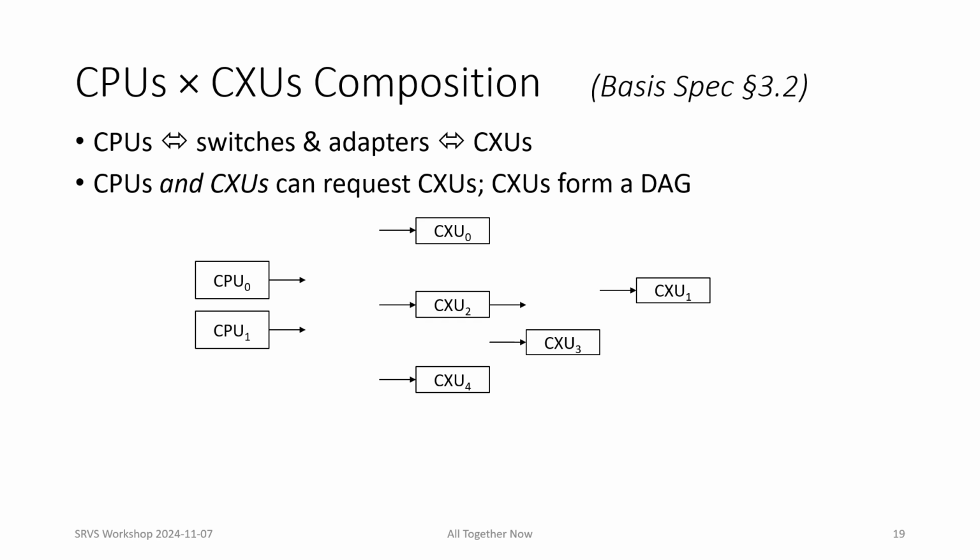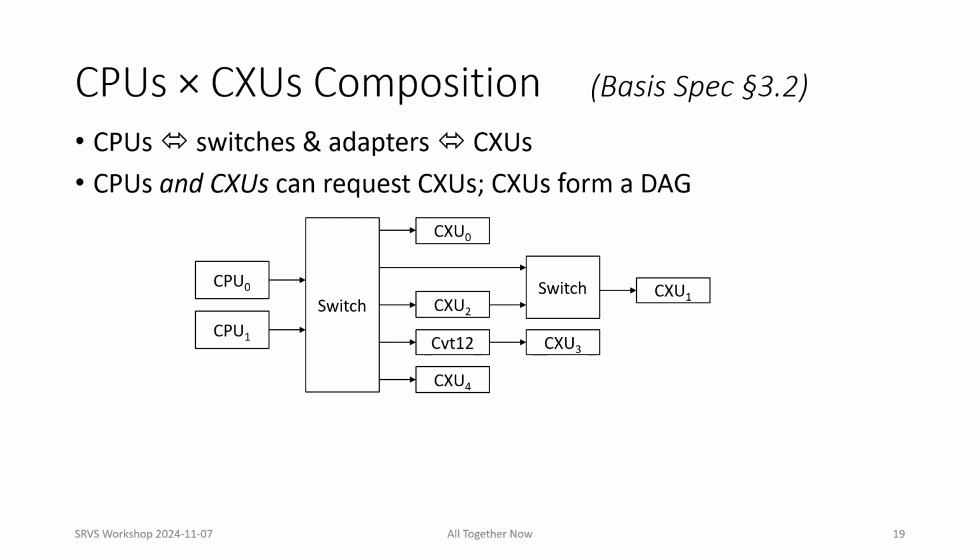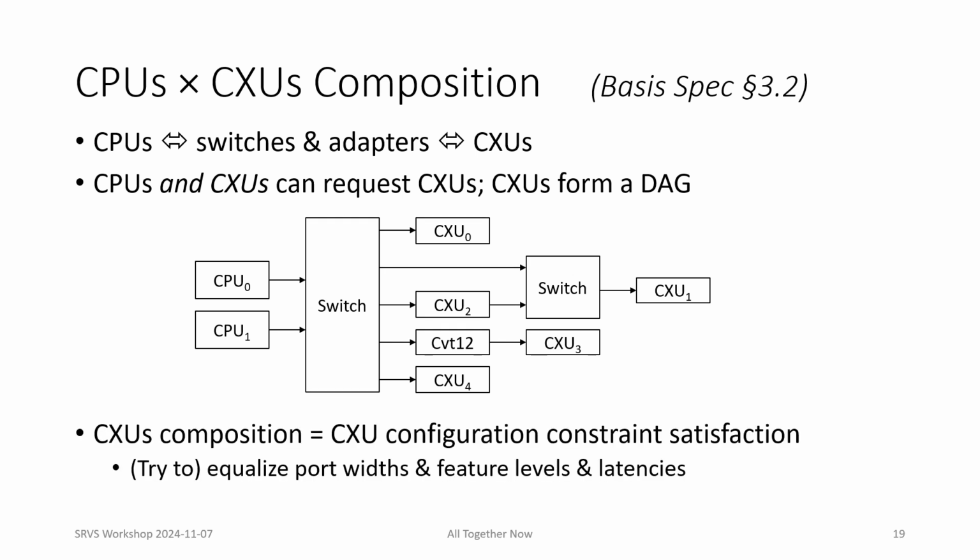Therefore, the first step of composition is to insert an adapter to raise CXU3 from feature level 1 up to feature level 2. And now all that remains is to insert some switch CXUs. The first routes requests from the CPUs to all the CXUs, and the second routes requests from the CPUs or CXU2 into CXU1. So, composition of CXUs is a configuration constraint satisfaction problem, finding a common feature level, port widths, latencies, etc.